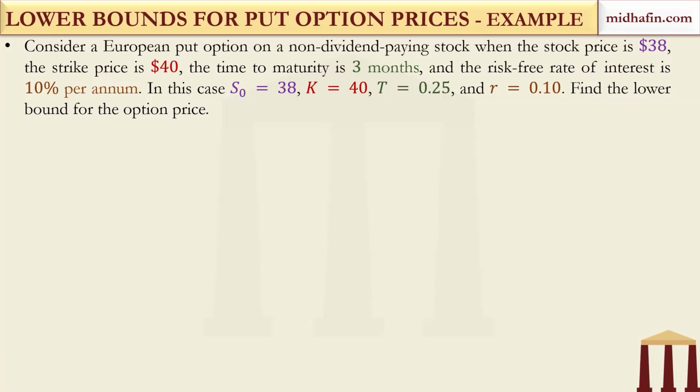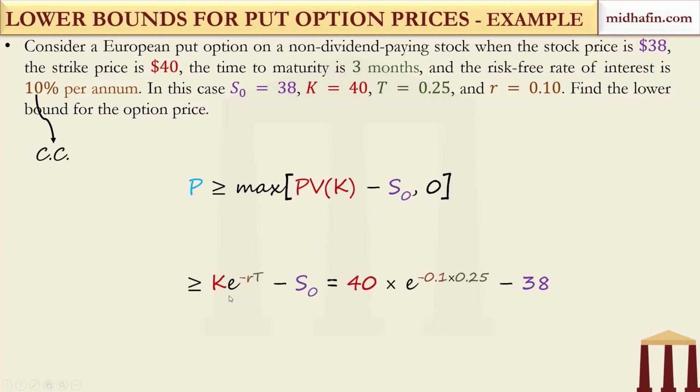European style put option, correct? So lower bound will be max of PV of K minus S0 or 0. So calculations are done, and as you can see, the rates are taken to be continuously compounded. And here also it has been specified CC, that means continuously compounded.